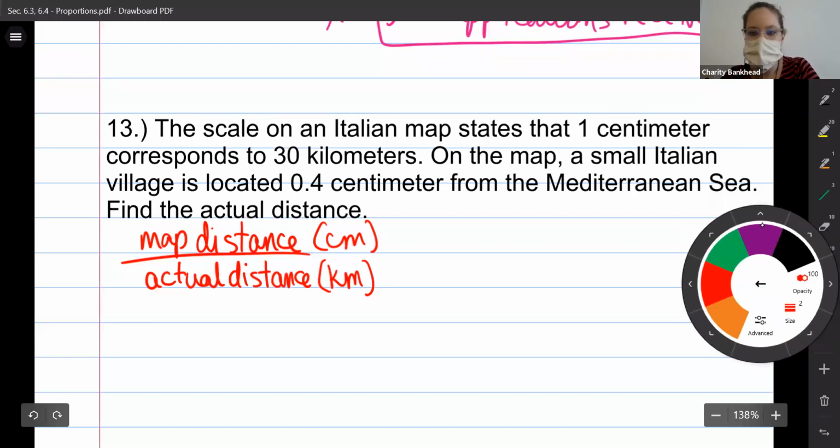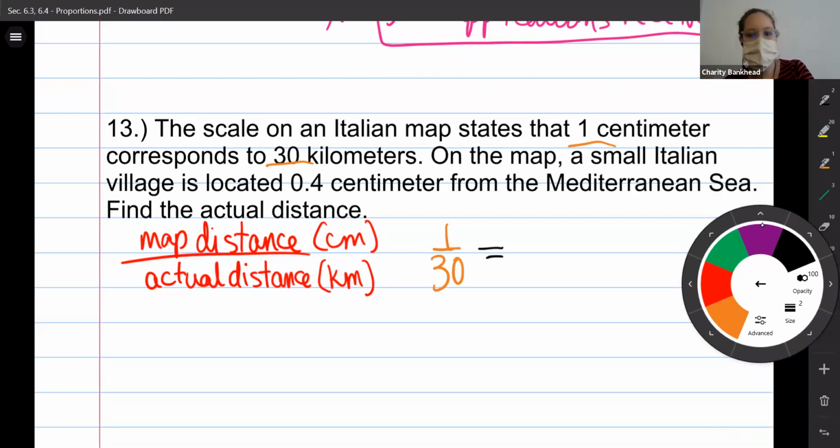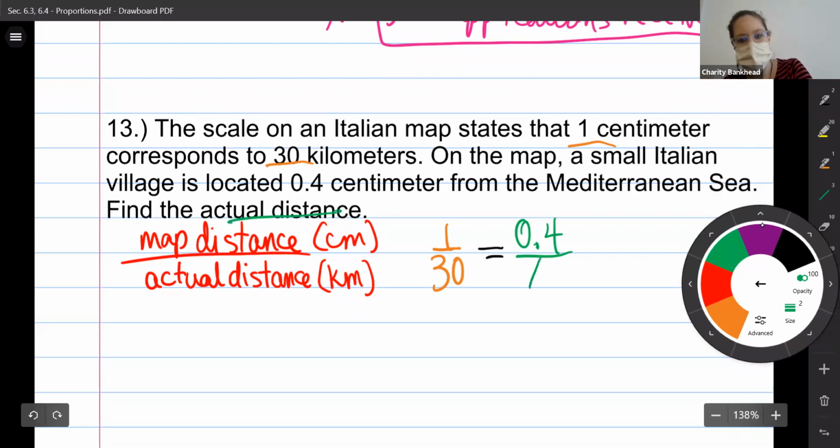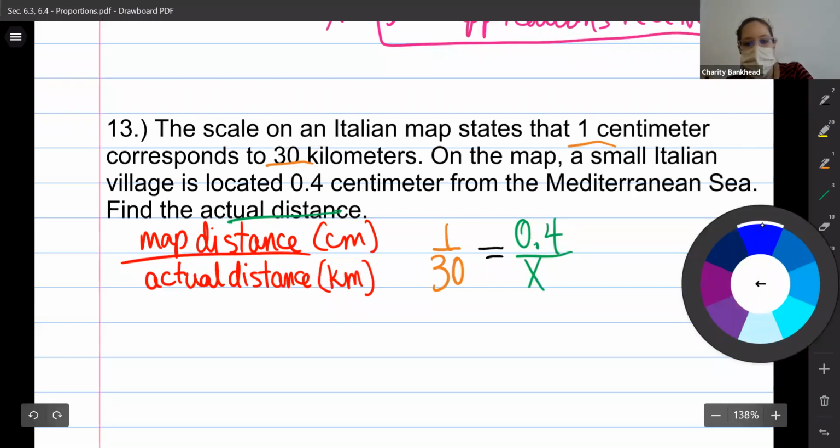All right, so it says that 1 centimeter corresponds to 30 kilometers. So that's going to be 1 over 30 equals. And then when you measure it on the map, this village is 0.4 centimeters from the sea. So 0.4 is the map distance. And then we want to find the actual distance, so that's X. So 1 over 30 equals 0.4 over X. And then we'll cross multiply.